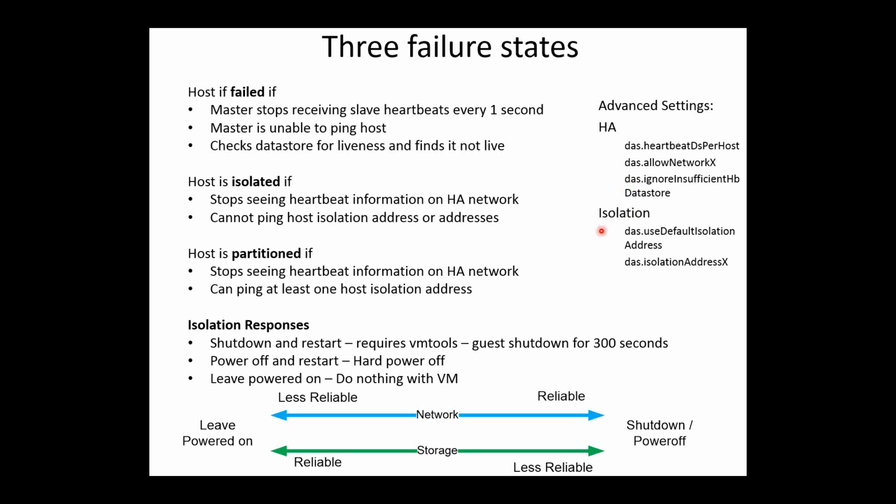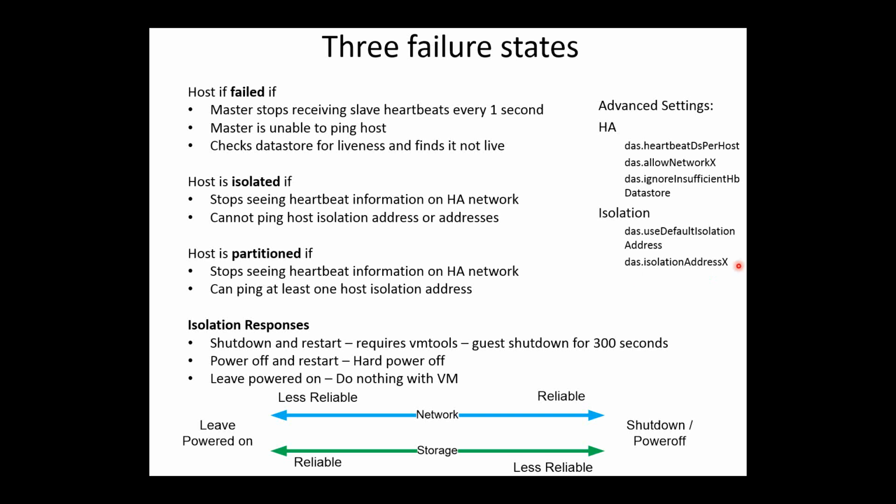Isolation, two settings that have the most meaning here is the das.usedefaultisolationaddress. This allows you to choose to use the default address, which would be the default gateway of the management network, or not. If not, then you need to have these settings, and it can be 0 through 9 to define a total.